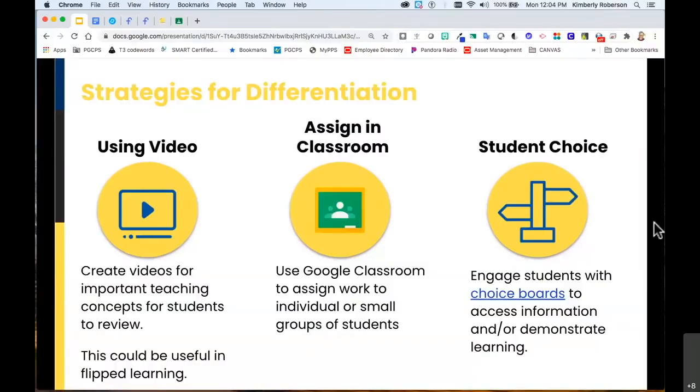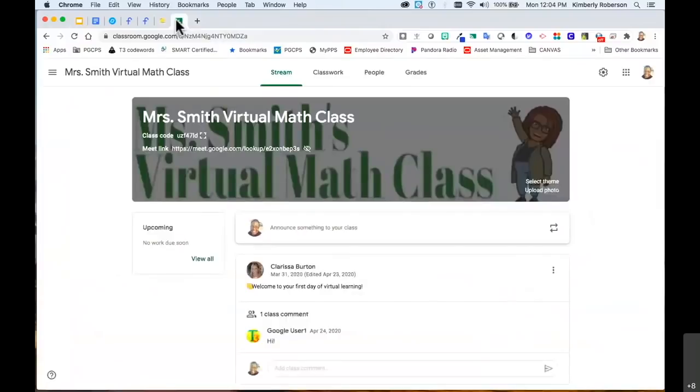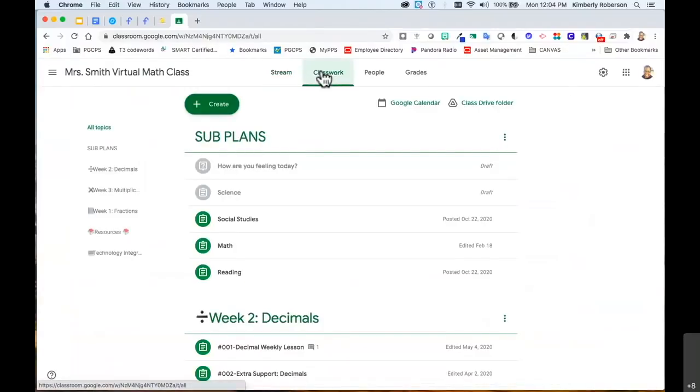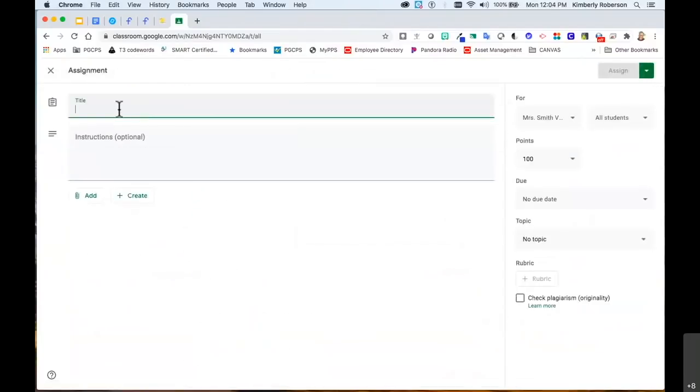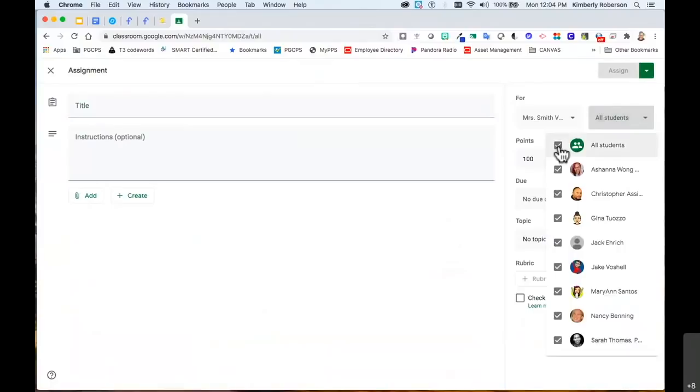Assign in Classroom. Differentiate your work by assigning work to individual or small groups of students in Google Classroom. Let's take a look in Google Classroom. Select your class and select Classwork at the top. Select Create to create a new assignment. And on the right side, you'll see an option that says All Students. Instead, you can uncheck All Students and select specific students you want to assign an assignment.